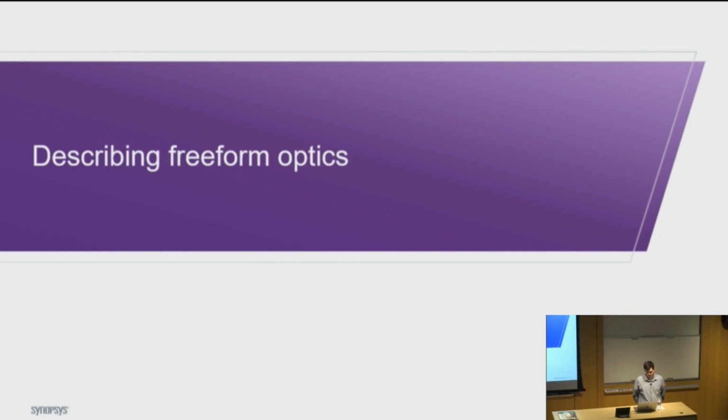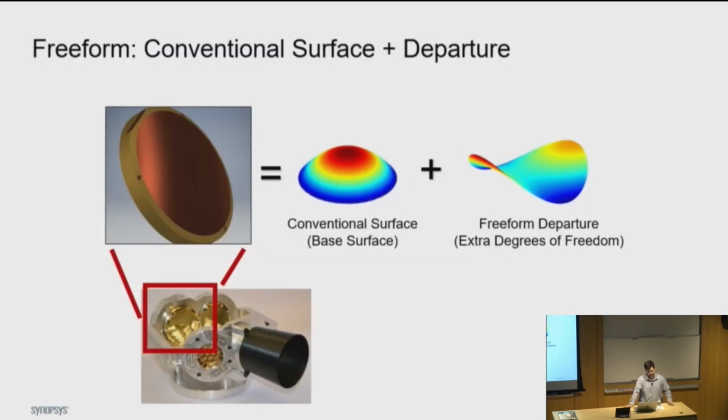So this is the section where I took out all the math and replaced it with pictures. Here's an example of what I mean. In the context of this presentation, when I talk about freeform surfaces, I'm going to be thinking about them in the context of a surface that can be described as a conventional base surface with extra degrees of freedom added on top.